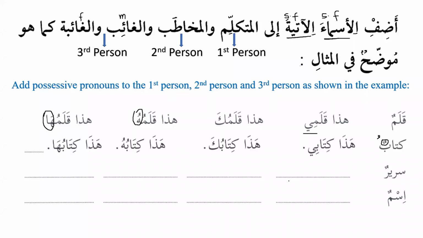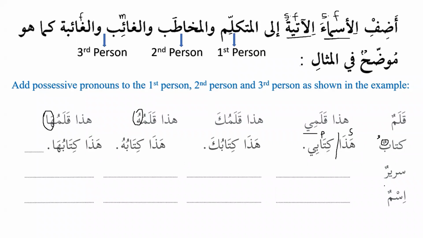So we continue like this. Hadha kitabi, hadha kitabuka, hadha kitabuhu, and hadha kitabuha. And now we can see that it's a nominal sentence. Hadha will be subject and kitabi will be predicate. Similarly, the rest of the sentences, the same idea.